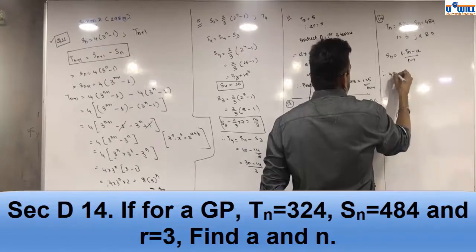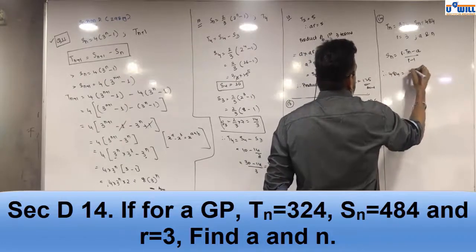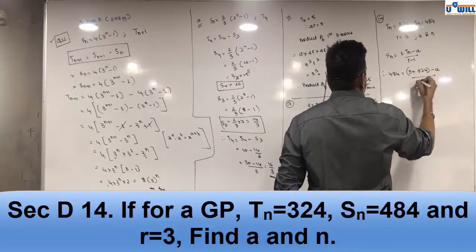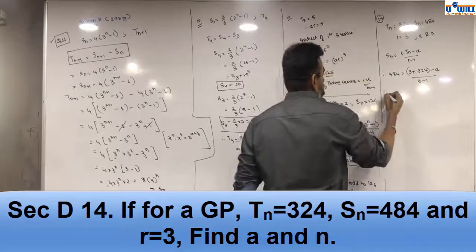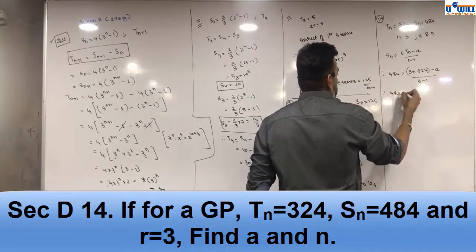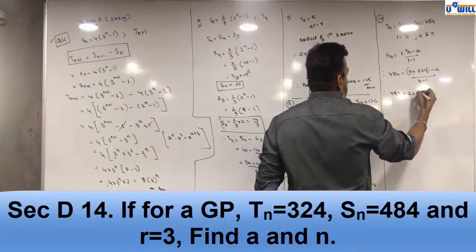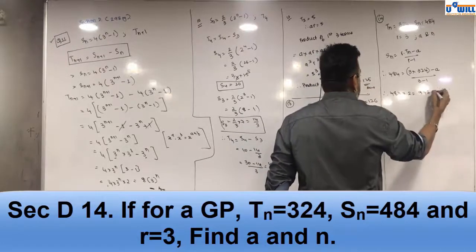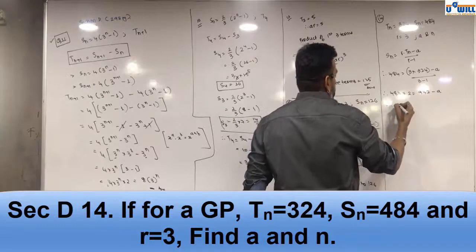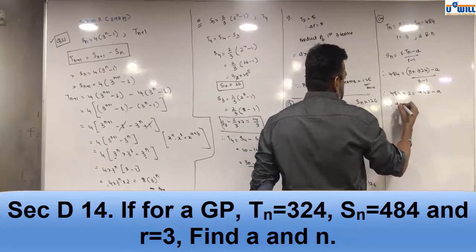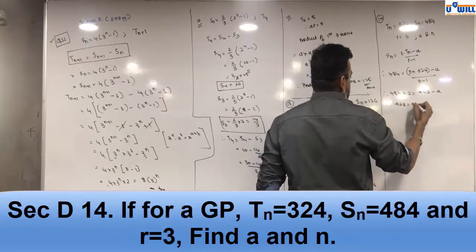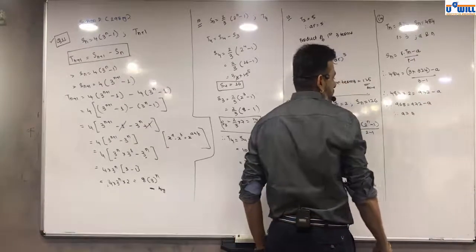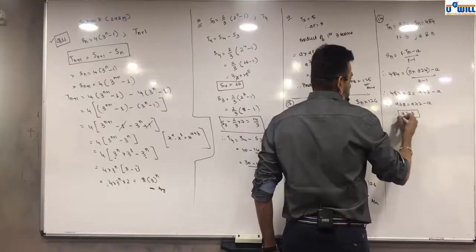Therefore, 484 is equal to 3 into 324 minus A upon R is 3 minus 1. Therefore, 484 into 3 minus 1 is 2 is equal to 3 into 324, 972 minus A. Therefore, 968 is equal to 972 minus A. Therefore, A is equal to 4. We found out A is equal to 4.